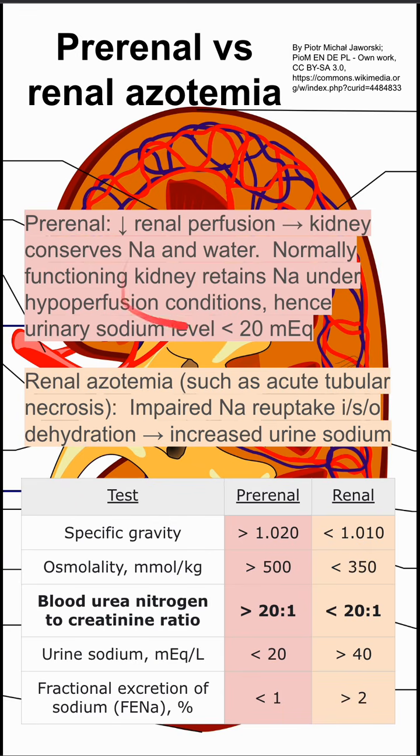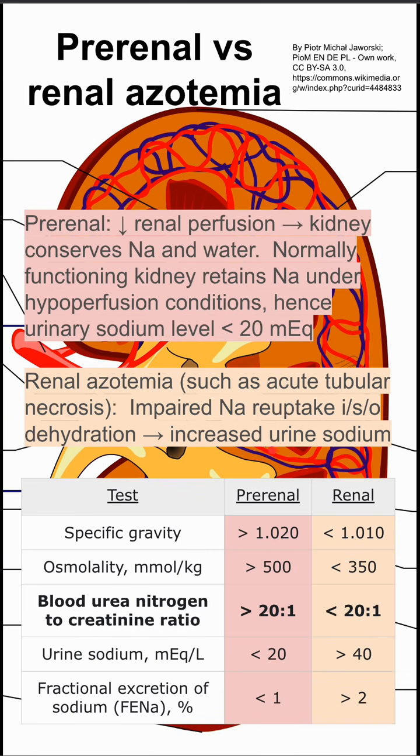In prerenal azotemia, because you're so dehydrated, you're going to produce very concentrated urine, so your specific gravity and your osmolality will be high, whereas in renal azotemia, those numbers will be low because you're unable to concentrate your urine. The most helpful metric is probably the BUN to creatinine ratio for comparing these two. It'll be greater than 20:1 in prerenal, less than 20:1 in renal azotemia.